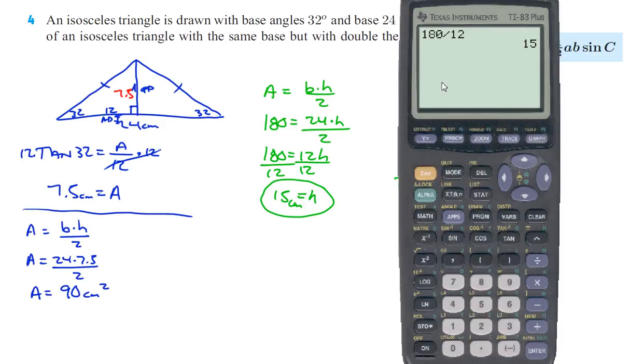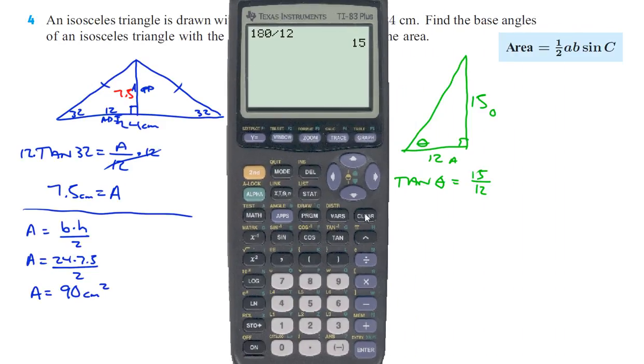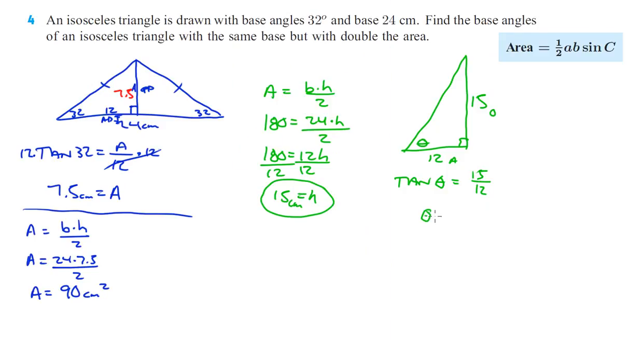Okay, so since we're looking for an angle, we've got to do inverse tangent of 15 divided by 12, and that gives us 51.34. So the new angle is going to be 51.3 degrees. Okay, that's not our answer. This one is here. Okay, so our new angle, 51.3 degrees.